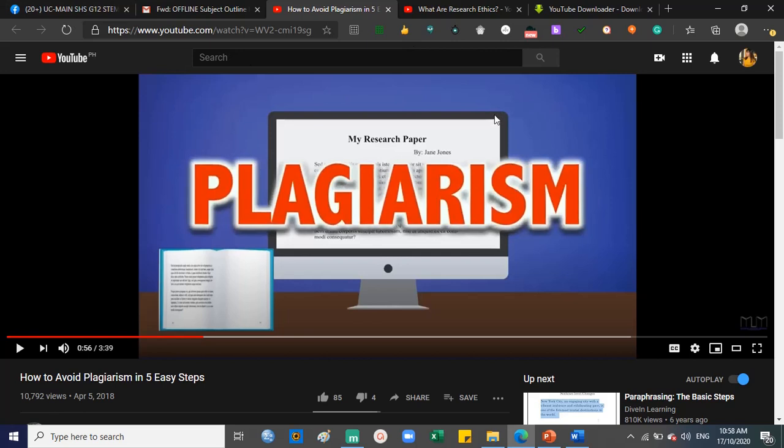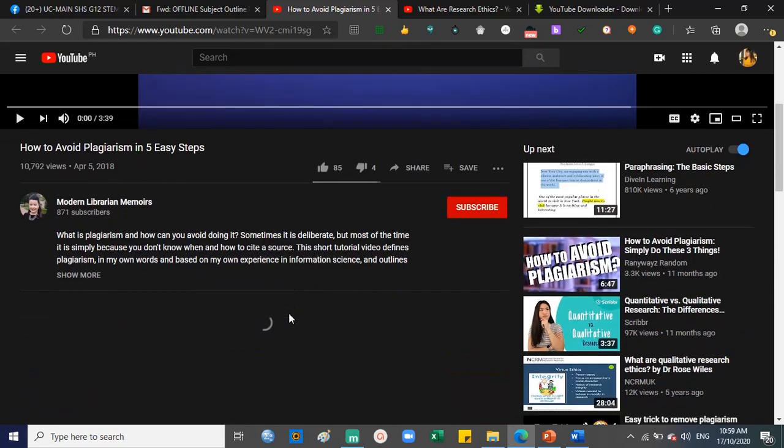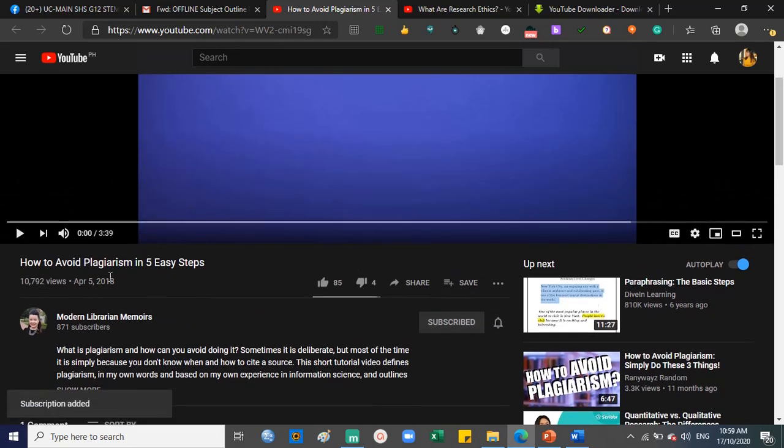And since we are talking about research, now let us refresh our minds. What is plagiarism, right? Because it's part of the rubrics that you have to have zero, not really zero, but minimal plagiarism issues on your paper. So about 8 to 10% is acceptable, but if it's more than that, then there's an issue with the paper. And so let's watch this video. This is from Modern Librarian Memoirs. Okay, and this was in 2018. So it's how to avoid plagiarism in 5 easy steps. All right, let's watch the video.